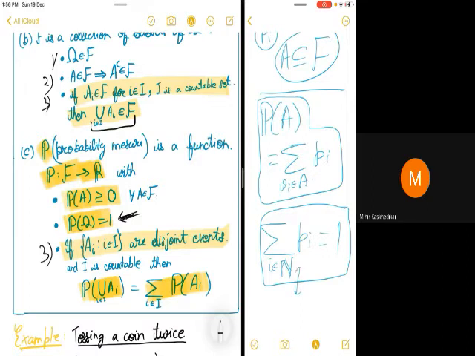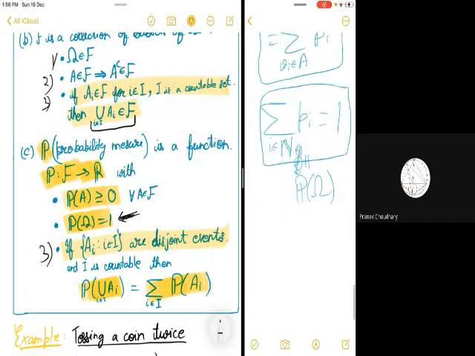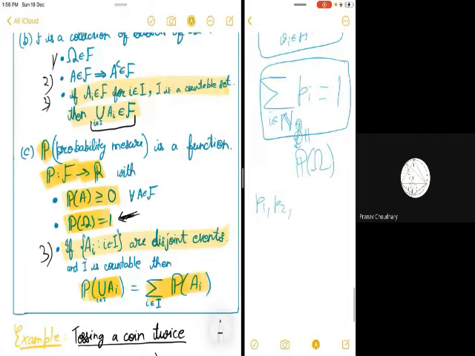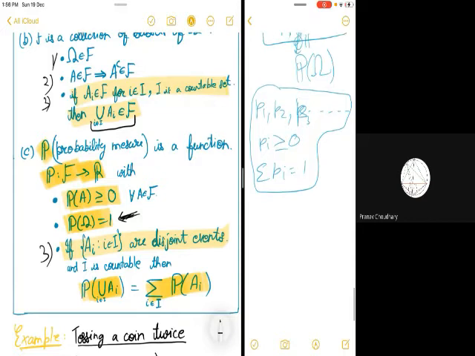So is this clear why this has to be true? Yes. So as long as this is true, any such pi actually works. So any such set of p1, p2, p3, and so on, such that each of them is positive and the sum of pi is 1, actually defines a probability measure on F.